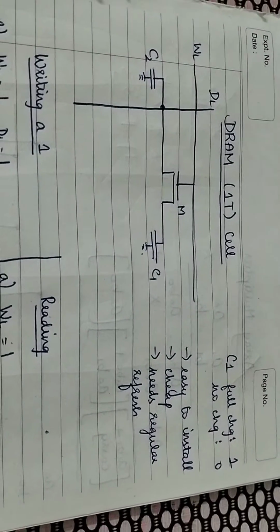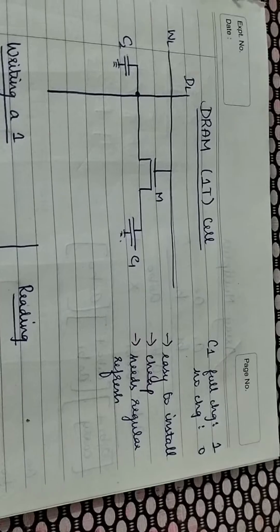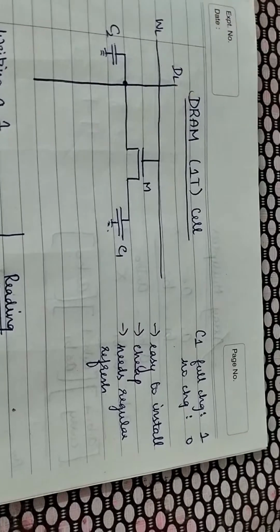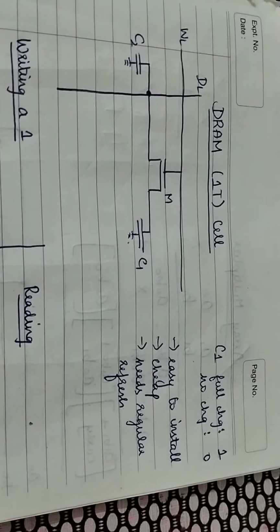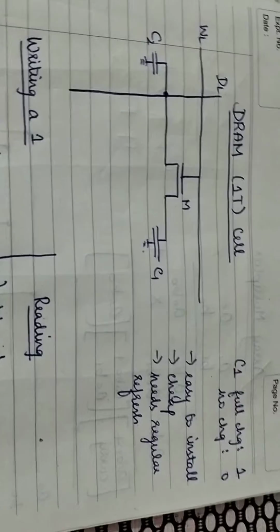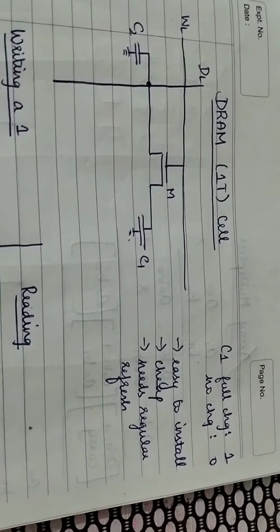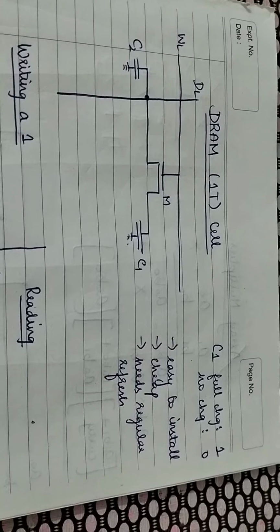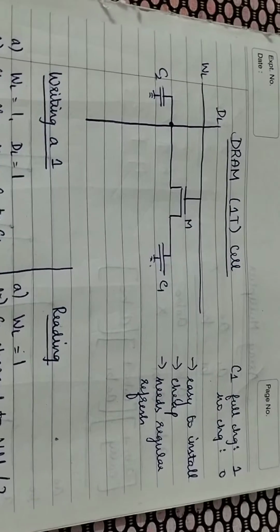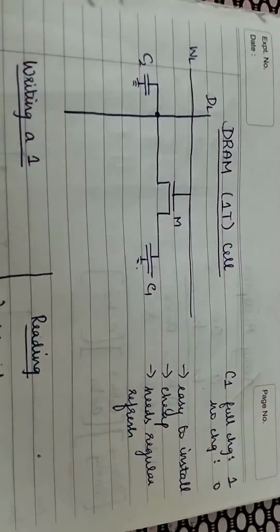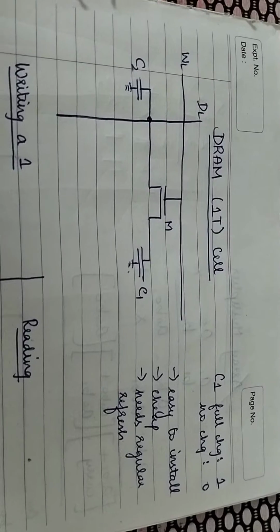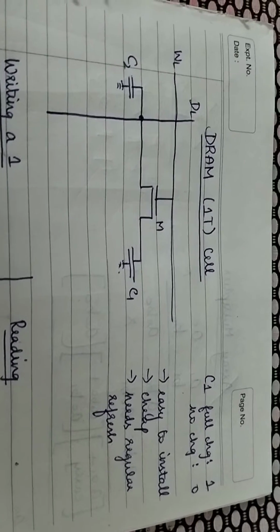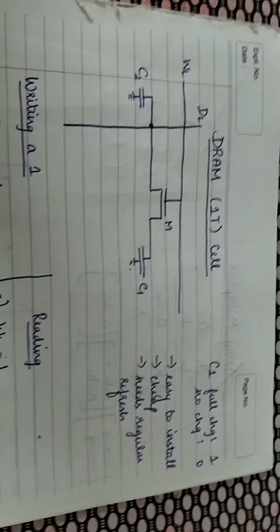So a one transistor dynamic RAM cell needs to be refreshed, or the capacitors need to be charged, every 64 milliseconds. That is a very frequent interval, so that is a drawback. But the advantage is that they are easy to install and they are less expensive compared to your static RAM cells. Now we will take a look at the structure, the working, and how to perform read and write operations.